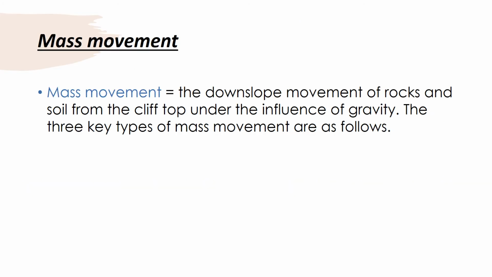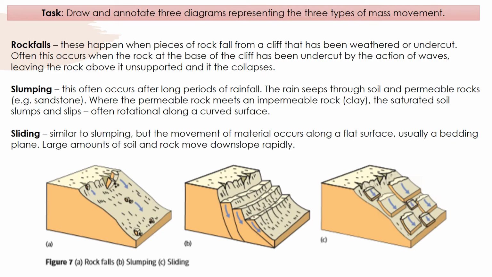Please can you write this definition down? Our 3 types are rockfalls, slumping and sliding. I would like you to draw the 3 images at the bottom, annotating from the descriptions each type of mass movement.